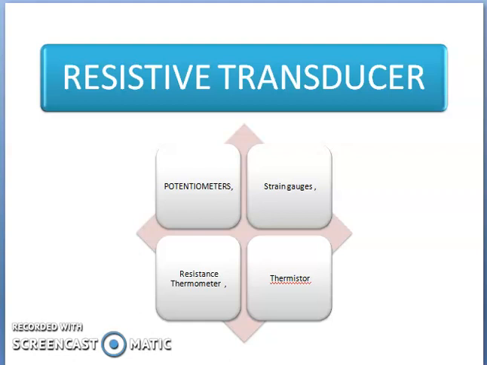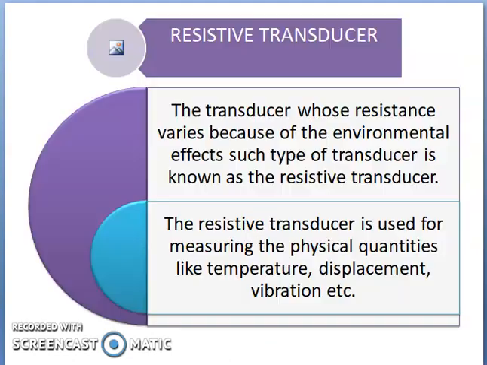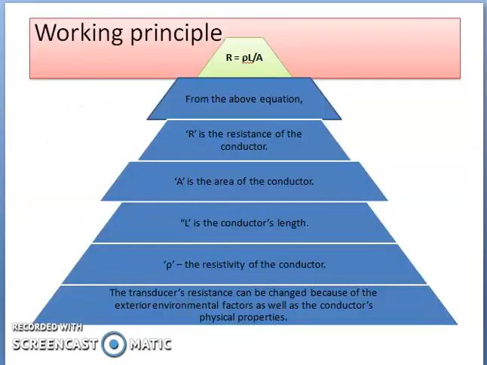Now, coming to the resistive transducer. The transducer whose resistance varies because of the environmental effect, such type of transducer is known as resistive transducer. The resistive transducer is used for measuring the physical quantities like temperature, displacement, vibrations, etc. And we all know that the resistance is equal to rho L by A.